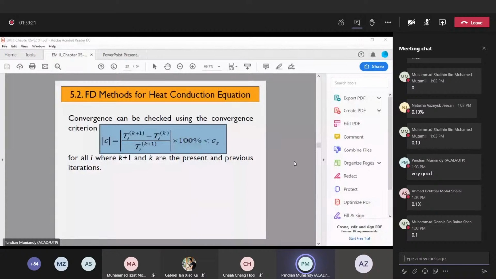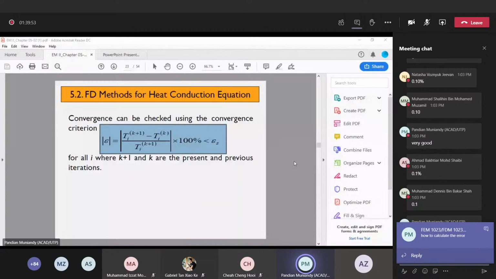Correct. So you already obtained the error for temperature 2. Remember, if you are asked to calculate the error, this is the way to calculate the error. You learn now how to calculate the error. This is the correct way to calculate the error.